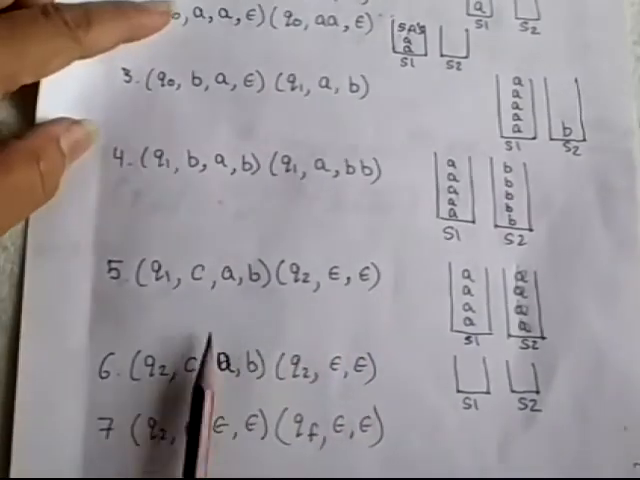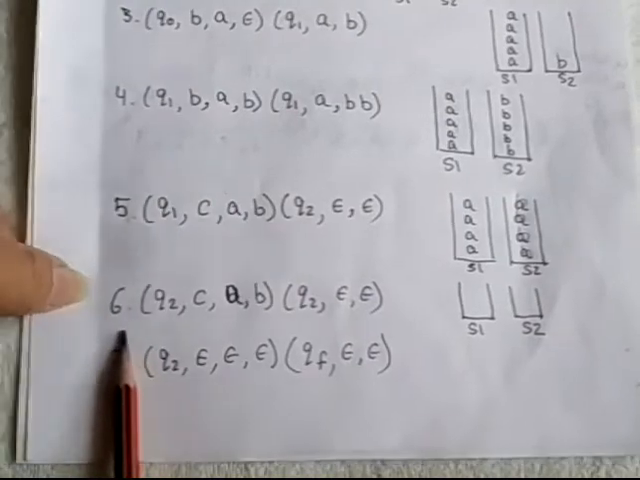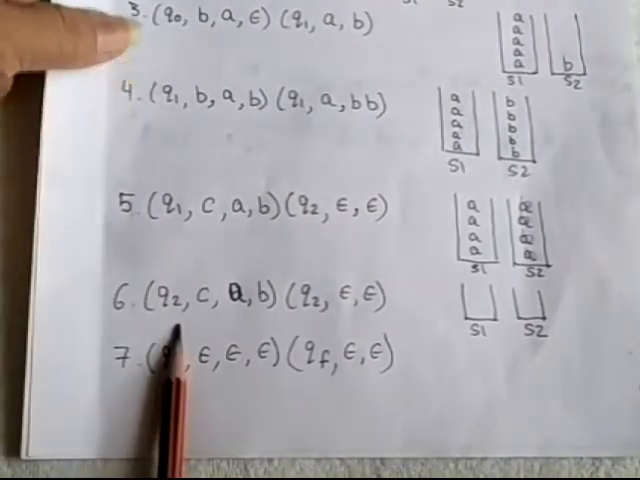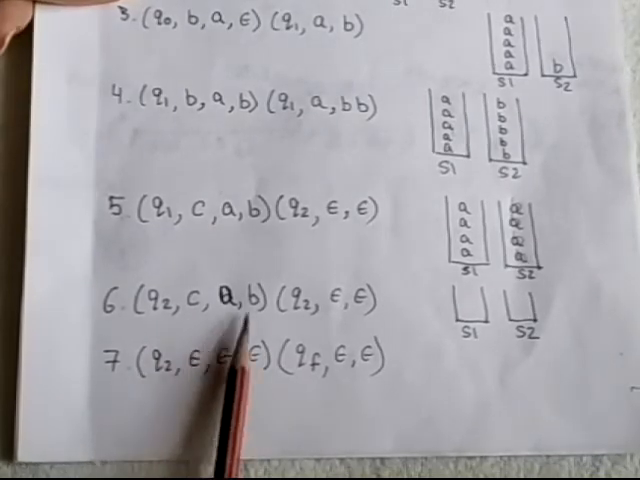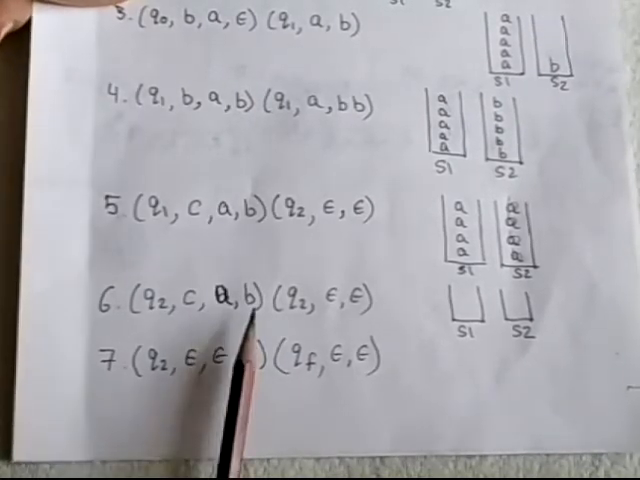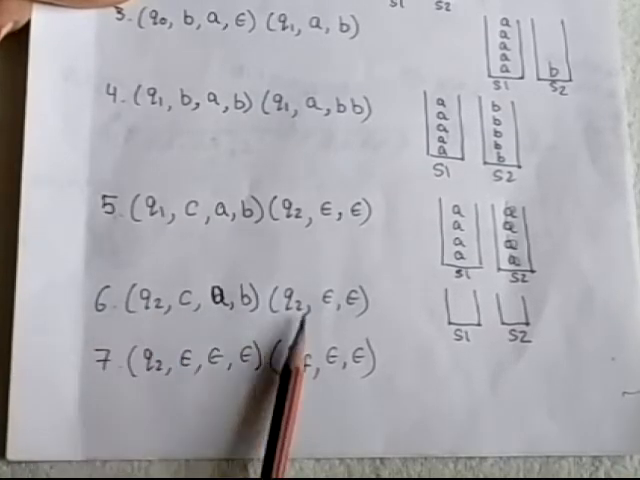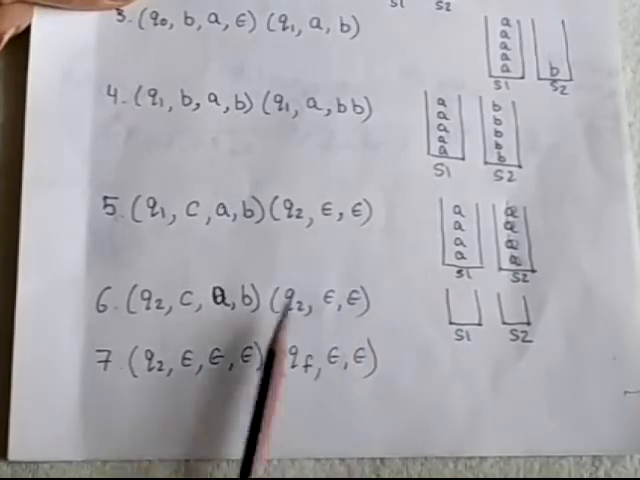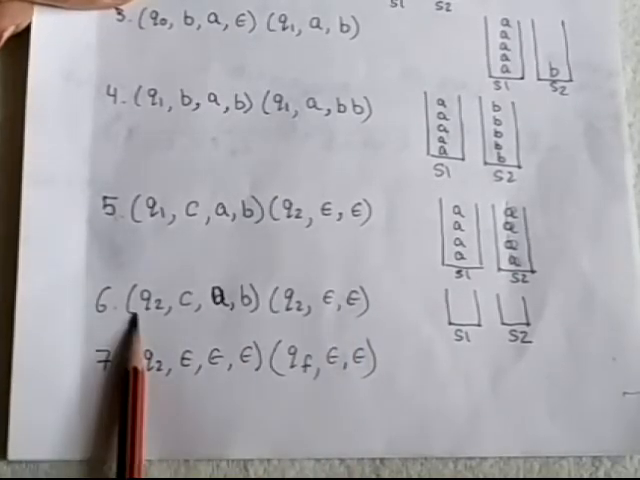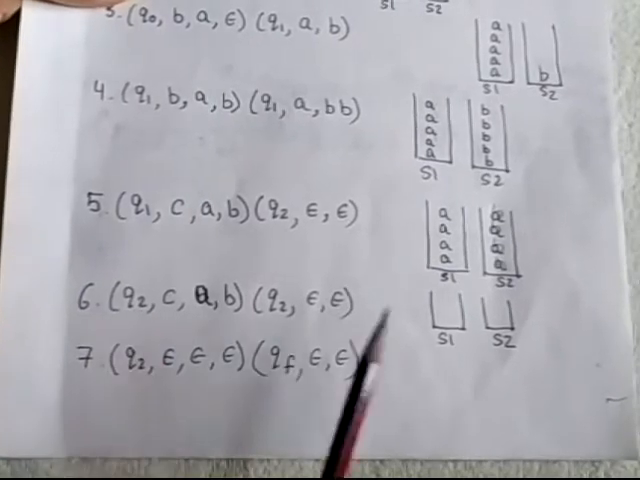Now, using step 6, we are at state Q2. We read symbol C. The top of stack 1 and stack 2 are A and B. We remain at the same state and we pop both the stacks. Now, if we use this step again and again, what will happen?